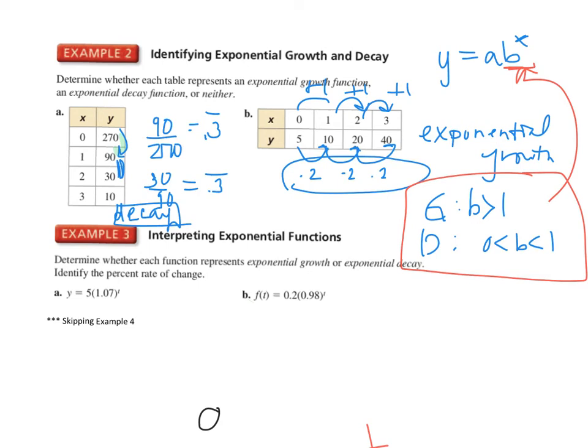And so if I look at A right now, my B is in my parentheses, it's a 1.07. So hey, that is a value where B is greater than 1, right? So B is greater than 1, so this is going to be a growth.